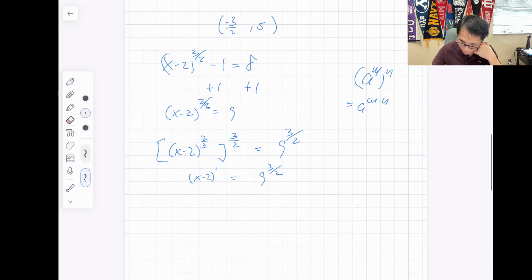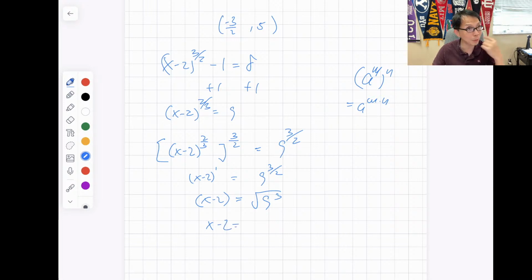That means I'm going to do the square root first of 9 to the 3, and that's going to be x minus 2. What is the square root? Now a lot of people do 729 here. You do not do 729. You do this first. You always do roots first, and that's going to be 3 to the 3rd. x minus 2 is equal to 27. x equals 29.